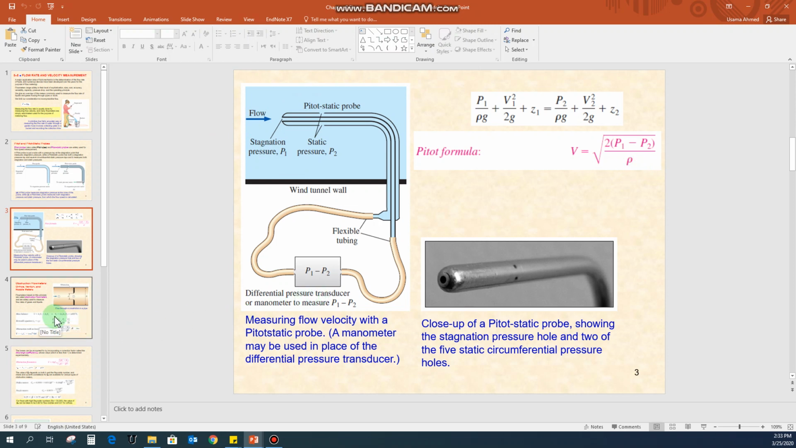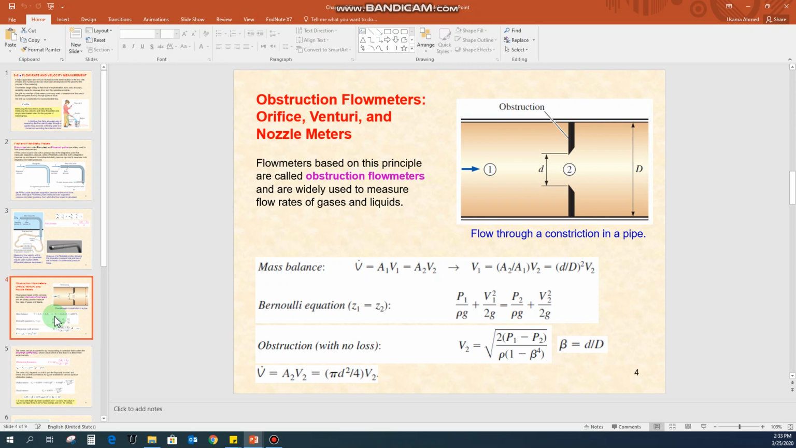Now let us see how we can use certain types of obstruction flow meters. This one is a typical example of the obstruction flow meters. We can have the orifice meter, venturi meter, and the nozzle meters. These are the typical meters that you can see in industries. So why do we call these obstruction meters? Flow meters based on this principle are called obstruction flow meters and are widely used to measure the flow rates of gases and liquids. Because we put some kind of obstruction in the direction of the flow, these meters are called obstruction flow meters.